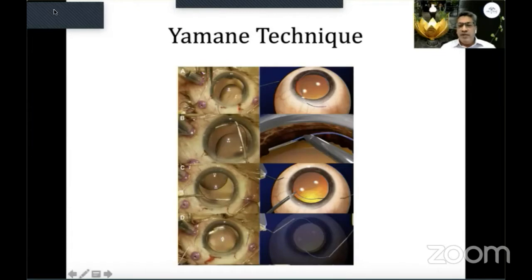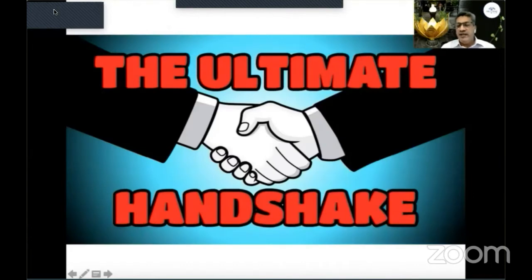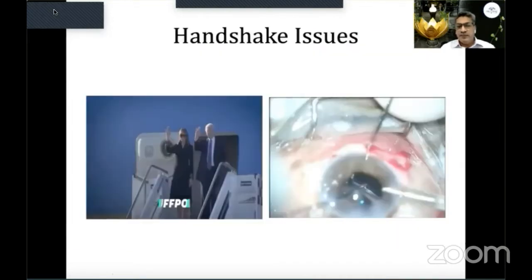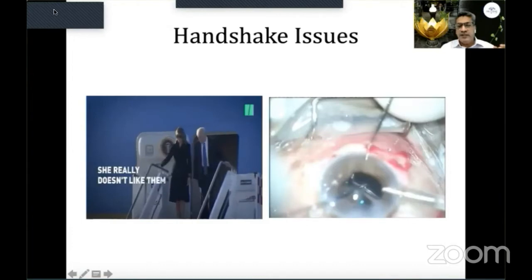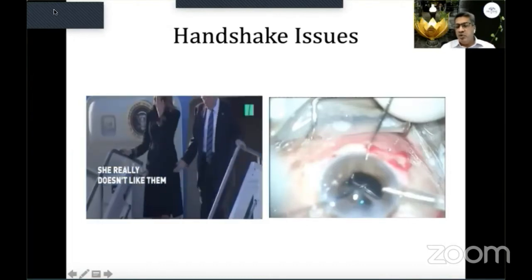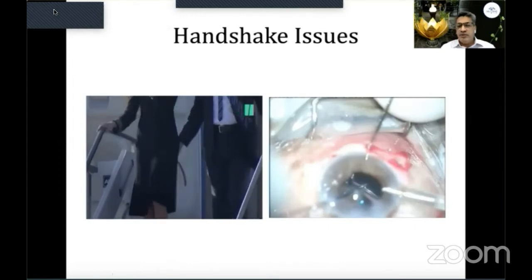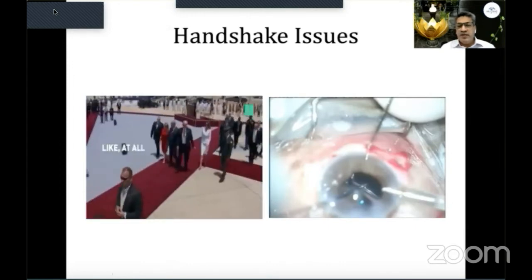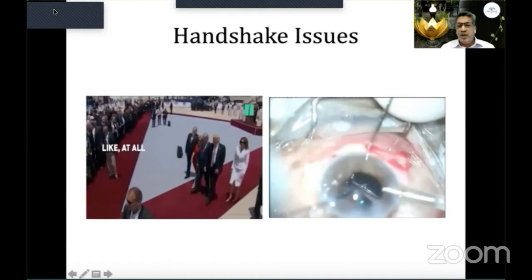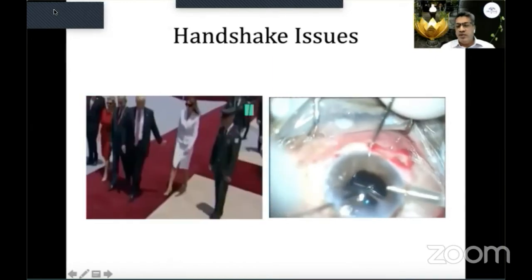But again, the problem here is the handshake, where you have to do the handshake inside. A lot of people who are not used to doing anything behind the pupil, especially in the anterior vitreous, find it very difficult. You try to shake, but it's not very comfortable. So it's very difficult for the handshake to happen, like you see here.